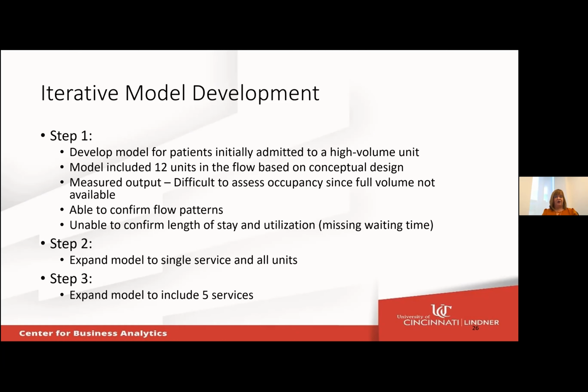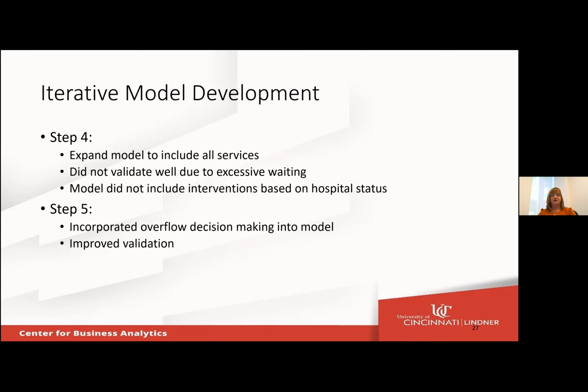Then we expanded the model. So we did a single service: all medical patients, or all cardiology patients, or all ENT patients, and all the units there. Again, we were confirming flow patterns and arrival patterns, but we weren't able to get to length of stay and utilization. We then expanded it to include 5 services. Again, doing better, we're getting a better picture of what the hospital looks like. And then finally, we expanded it to include all services. And this is where our wheels fell off, and we were like, oh no, this is not good, because it didn't validate well.